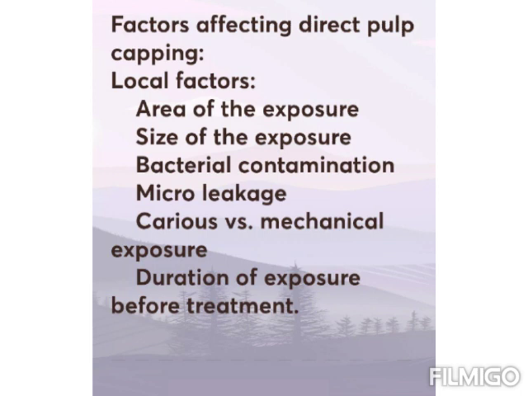These are the things. Factors affecting direct pulp capping. Local factors: mainly the area of the exposure, where the exposure occurs, and size of the exposure, mainly less than 0.5 to 1 mm, and bacterial contamination. Definitely there should not be any contamination, and duration of exposure before treatment. Let's see this point. And carious versus mechanical exposure. Definitely there should be no carious exposure, and microleakage. These are the local factors affecting the prognosis of direct pulp capping.